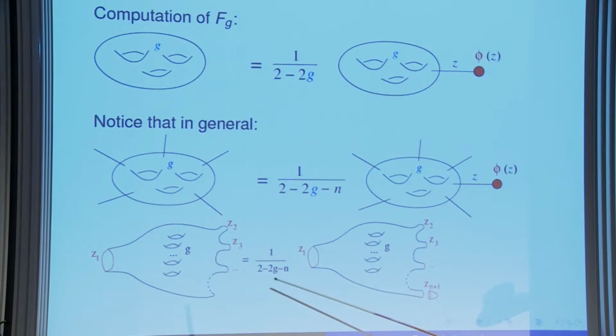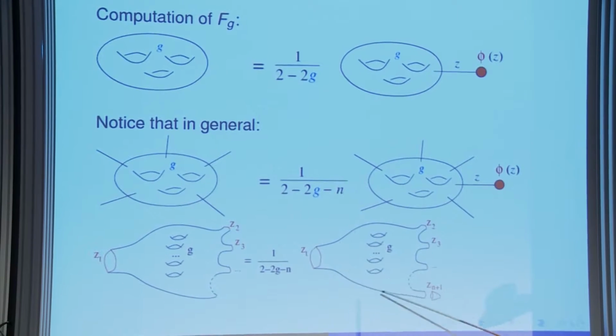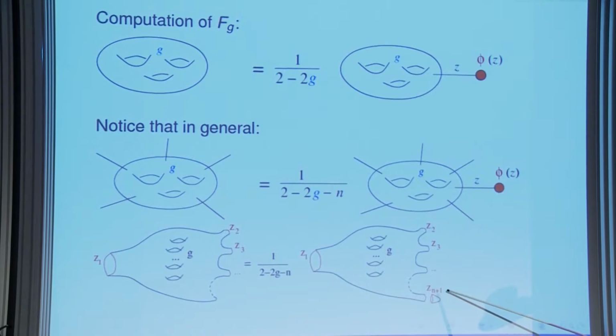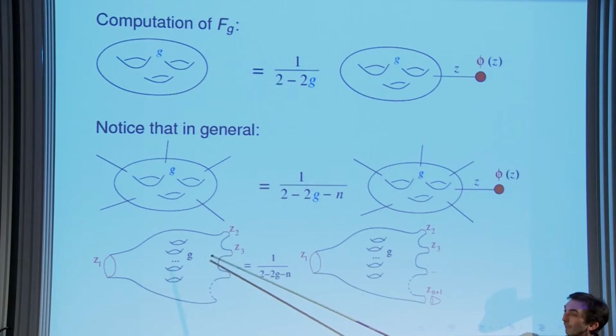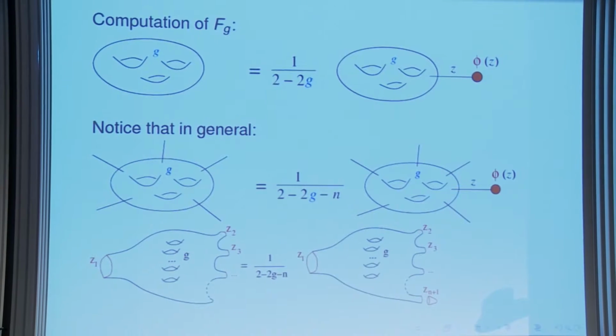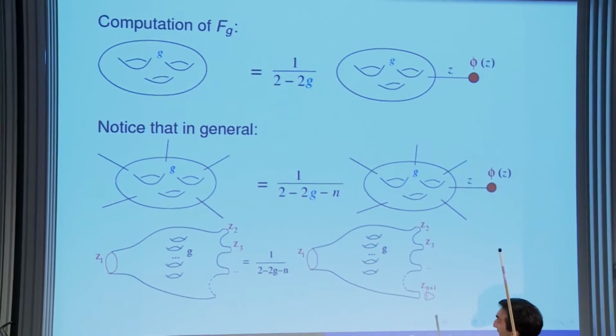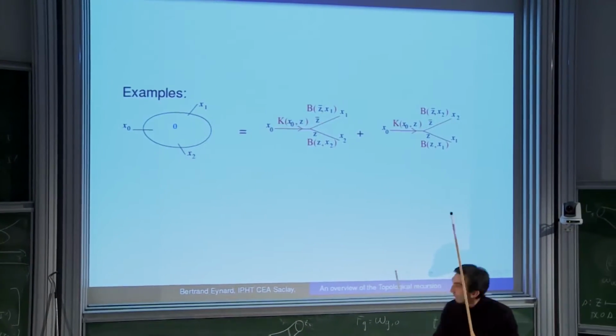Represented with boundaries, it just means that if you take the function with n plus 1 boundaries and glue a disk on one of the boundaries, divided by 2 minus 2g minus n, then you get the surface with only n boundaries. So again, it's just a mnemonic way, but it works. Right? So let's do some examples.